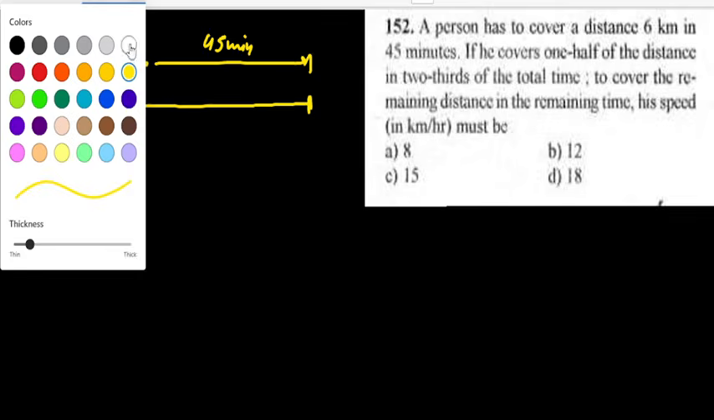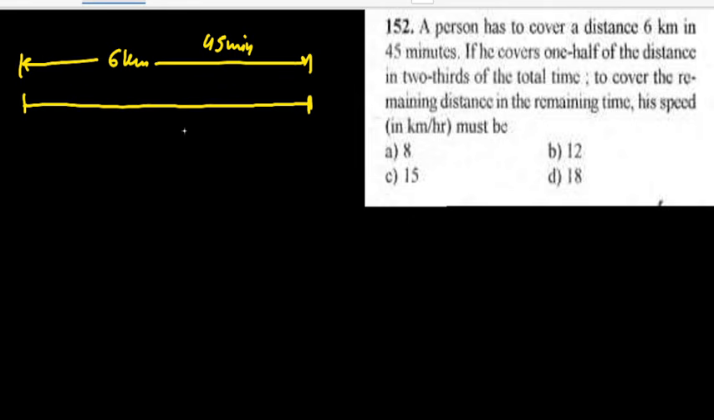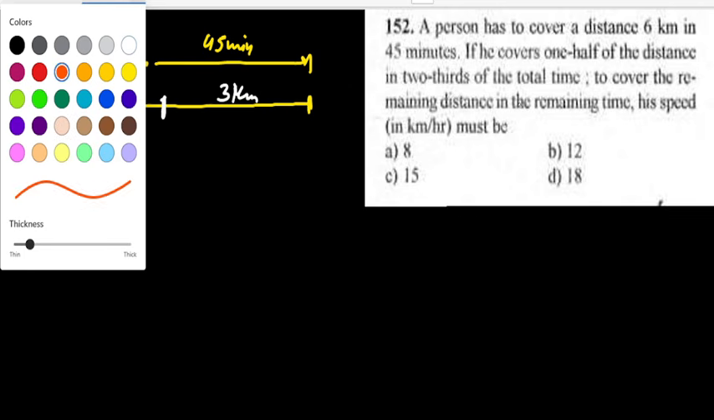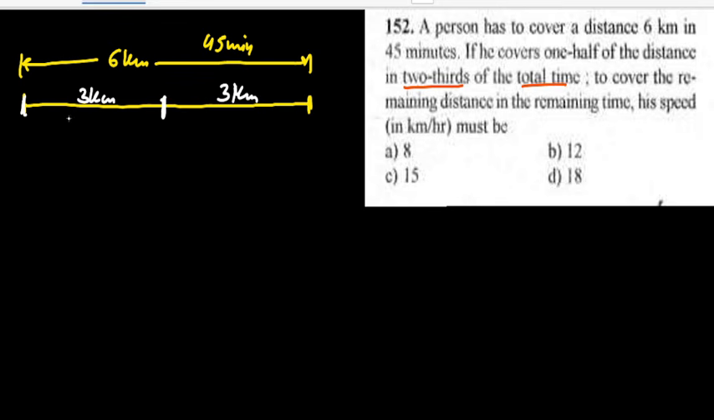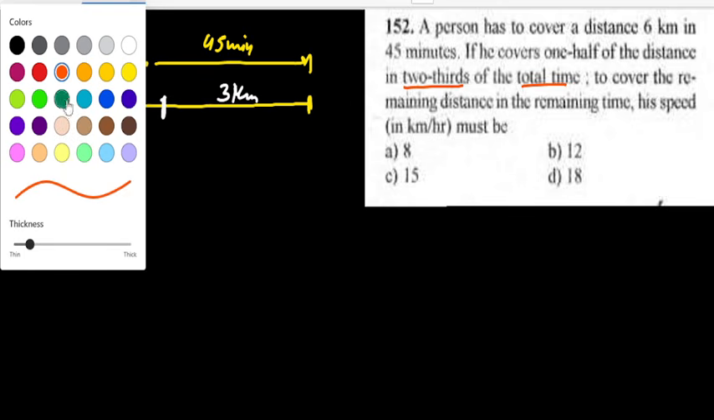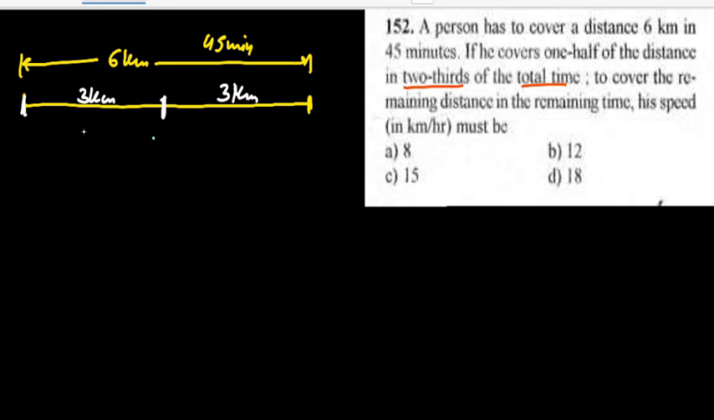But the examiner segregated this into two parts. One half they are saying means half of this part. So the first part that you see here, 6 by 2 would be 3 kilometers, and the remaining half would be 3 kilometers. This first half, which is 3 kilometers, has been covered in 2/3 of the total time. So just get the 2/3 of your total time. The total time is 45 minutes. If I cancel this, you would notice that you're getting 30 minutes. That means to cover this part, this person consumed 30 minutes.